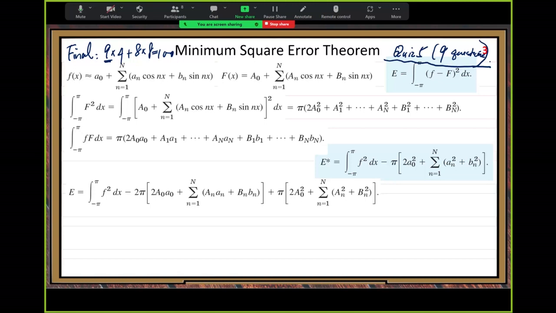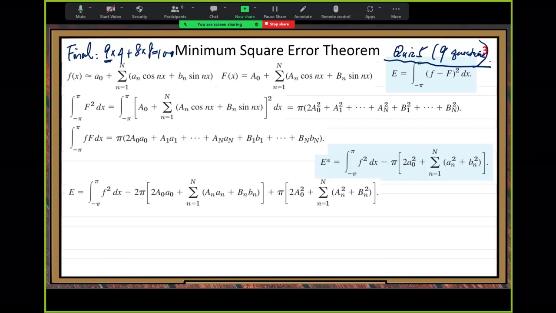When capital F equals little f, E is 0. Or capital F equals the partial sum of the little f. Yeah, because this is the partial sum of the little f. So we get an E star expression. The E star expression is one special case among all the E cases.